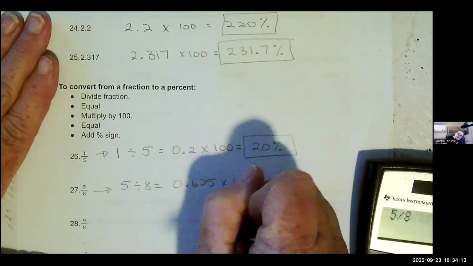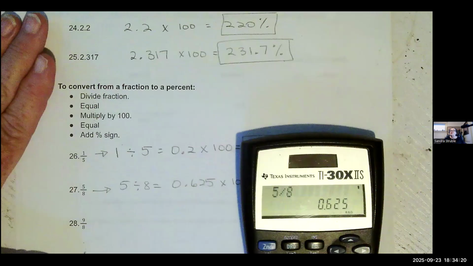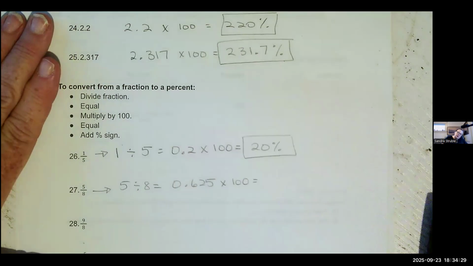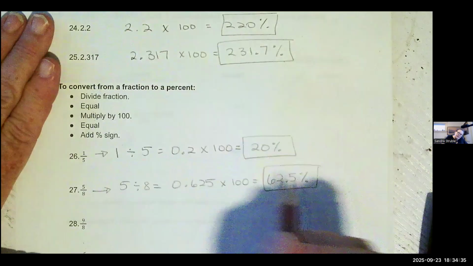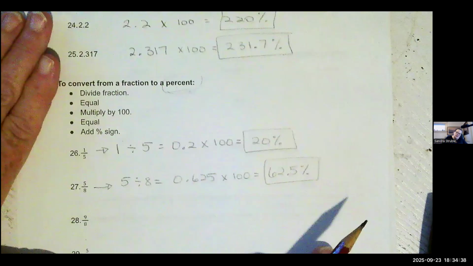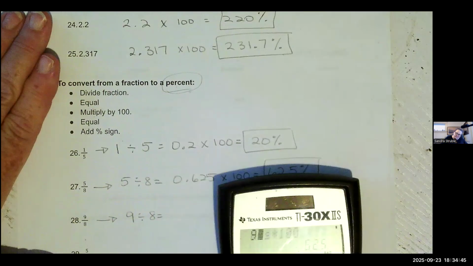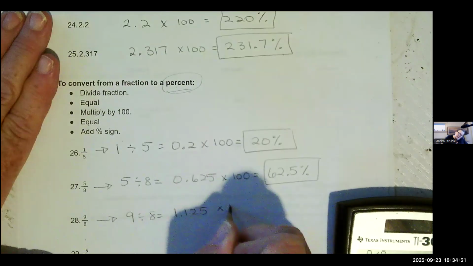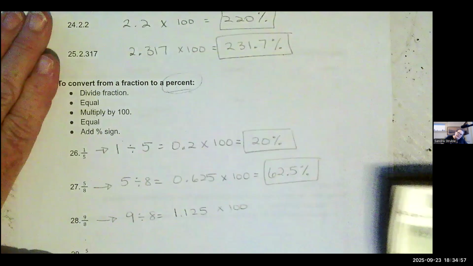Do not clear your calculator. Just multiply that. Learn to use your calculator, because this is going to do so much for you next semester. And once you get a good handle on how to use it, it's going to make life so much easier. So now we're just going to multiply that times 100, and we get 62.5. Now all we have to do is add the percent sign. Make sure you're answering with what they want. We're doing with the percent. The next is 9 divided by 8. And that's 1.125 times 100. Again, leave it in your calculator. Times 100 equals, and I got 112.5.